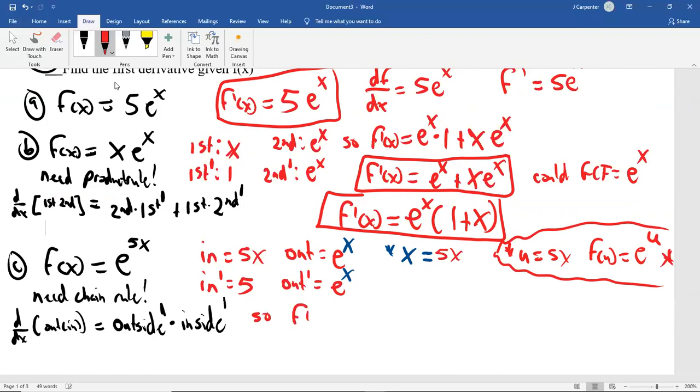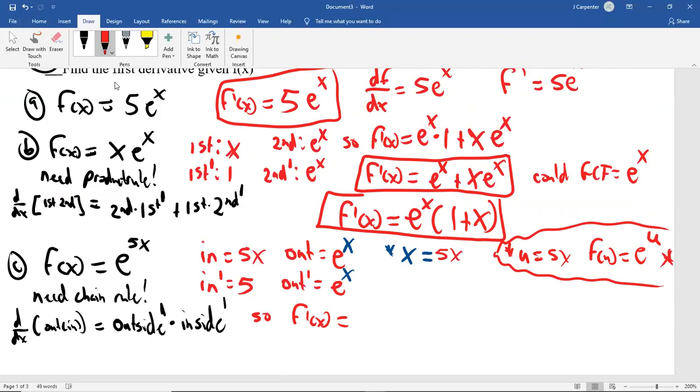So f prime of x is equal to the derivative of the outside times the derivative of the inside. If you want to do the derivative of the inside first, then the derivative of the outside, that's fine. And in fact, for these, I typically do it that way. I do the derivative of the inside first, but I'll skip it this time.